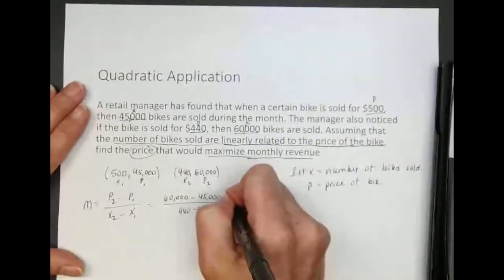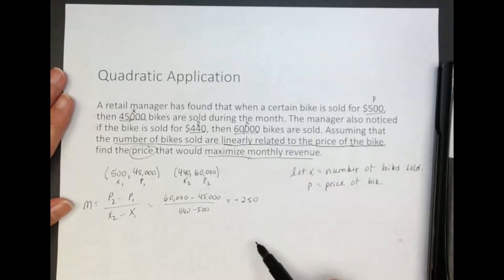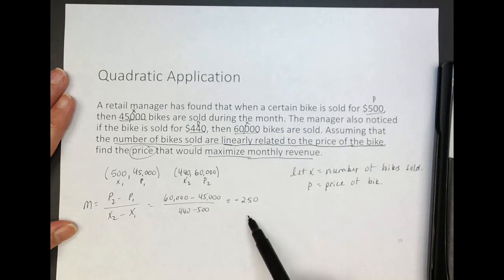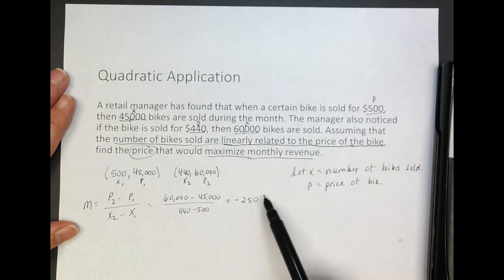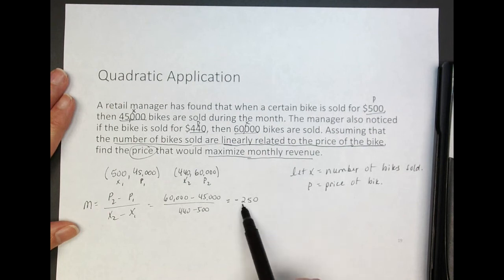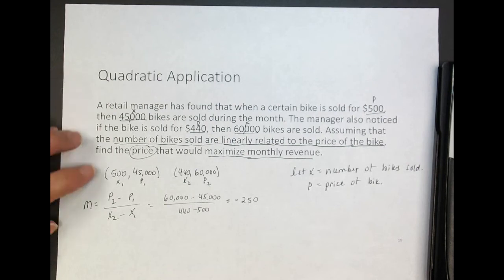All right, so what is that telling me, that negative 250? Is that saying if I lower the price by 250, I sell one more bike? Or is that saying if I lower the price by $1, I sell 250 more bikes? Oh no, that's what it's saying, isn't it? Or if I raise the price by $1, I sell 250 less bikes. Okay, so there's a slope.